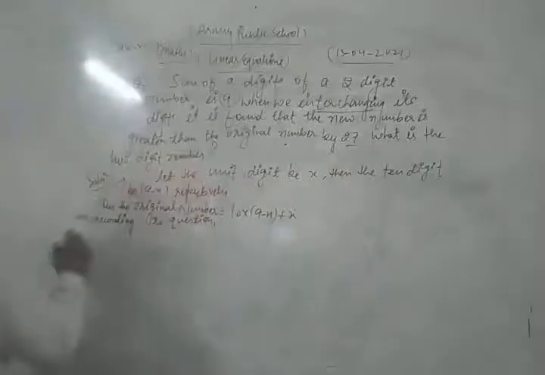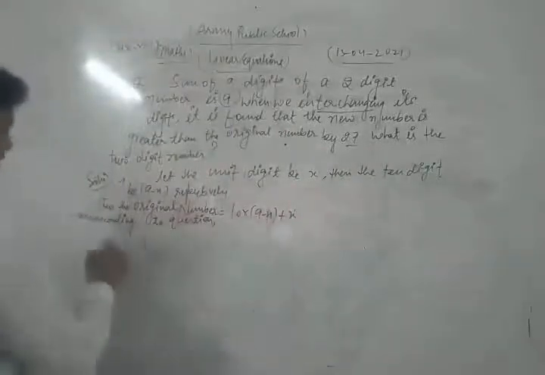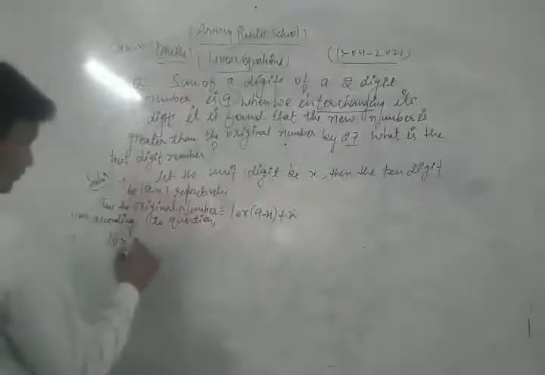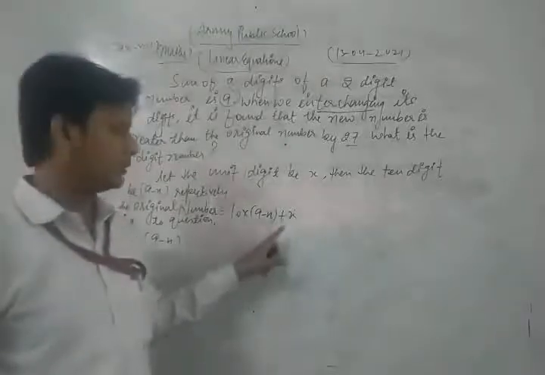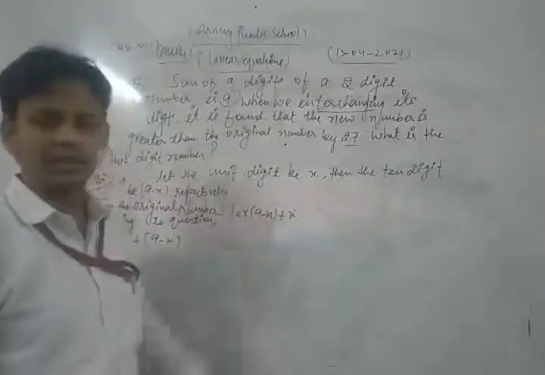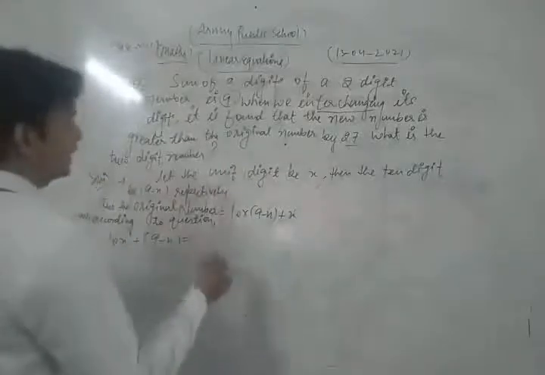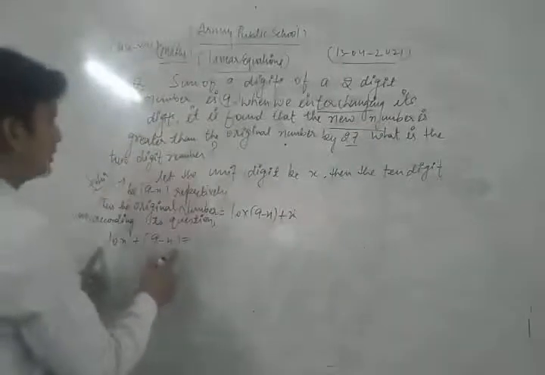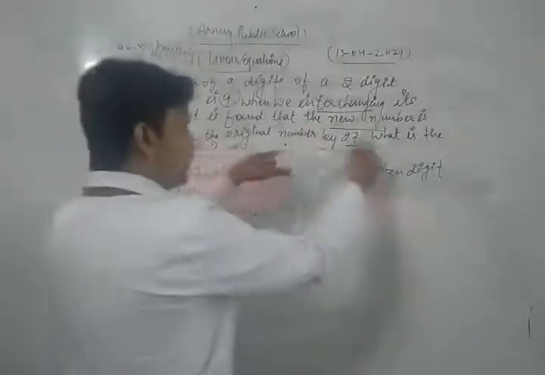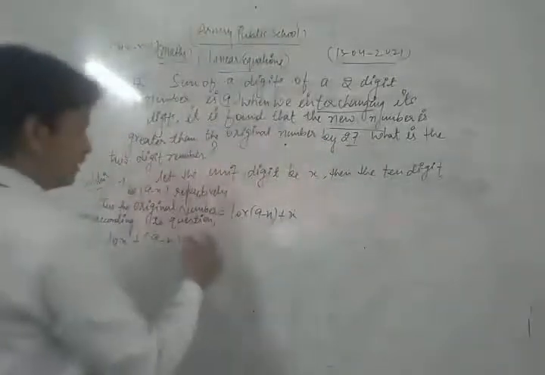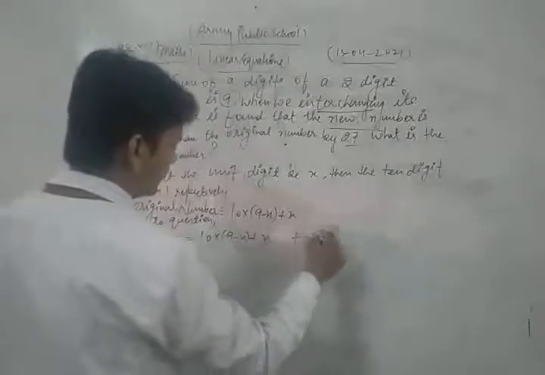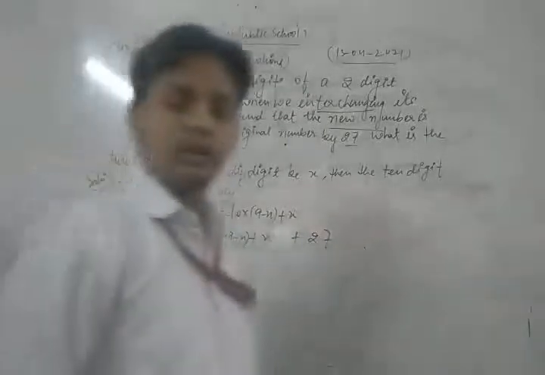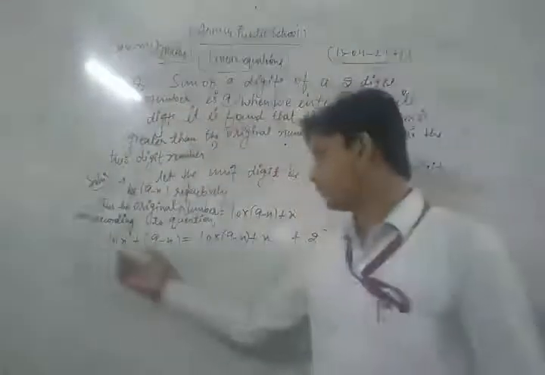Now, if we interchange its digits, we write 10x plus 9 minus x, meaning the tens digit takes the place of the unit digit and the unit digit takes the place of the tens digit. The new number is greater than the original number by 27. The original number is 10 into 9 minus x plus x, and the new number is greater by 27. So according to the question we have this equation.